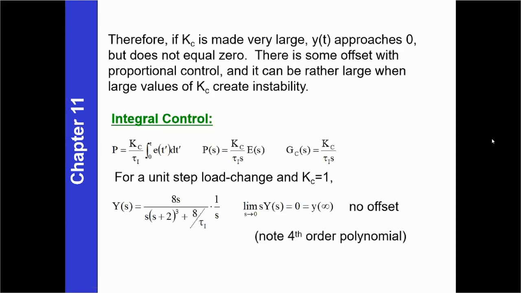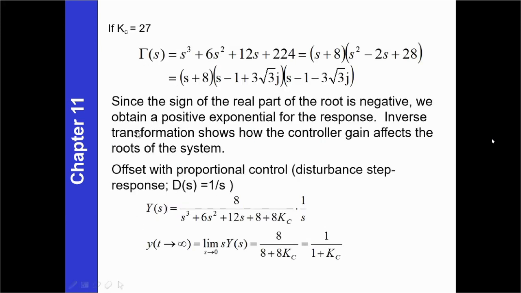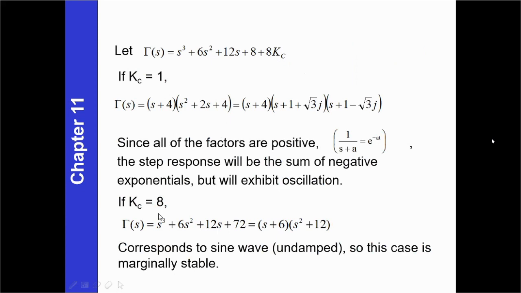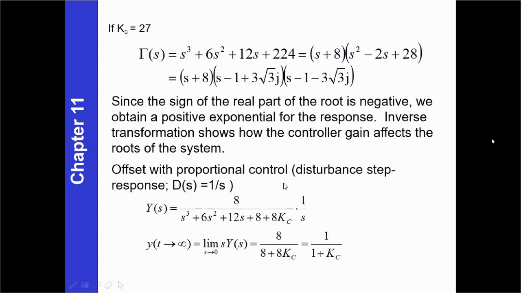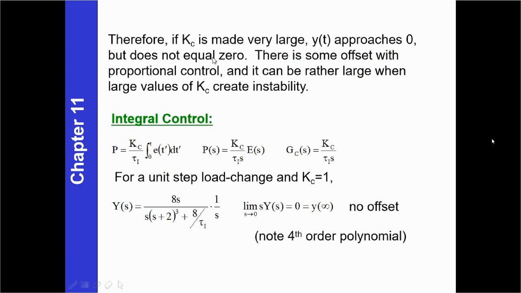So therefore, if Kc is made very large, from 1 to 8 and then to 27, so we consider it as large, then y(t) approaches 0 but does not equal 0, and there is some offset with proportional control. It can be rather large, and large values of Kc create instability.